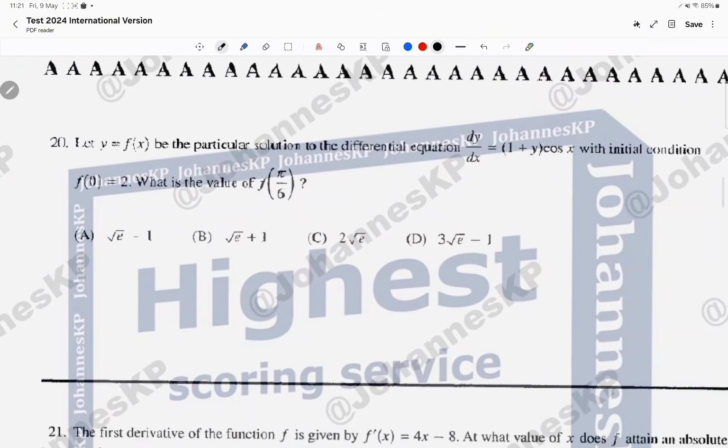Question 20. Whenever they say, we saw this earlier today, whenever they say particular solution of differential equation, that means you have to do separation of variables. You also have to integrate both sides. So let's do that. So you're going to have dy over 1 plus y is equal to cosine x dx.